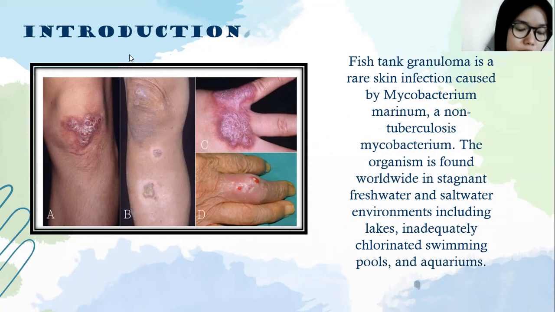Mycobacterium marinum is a slow-growing atypical mycobacterium that is commonly found in bodies of fresh or saltwater in many parts of the world. Skin infections with Mycobacterium marinum in humans are relatively uncommon and are usually acquired from contact with contents of aquariums or fish. Most infections occur following skin exposure to the bacteria through a small cut or skin scrape.